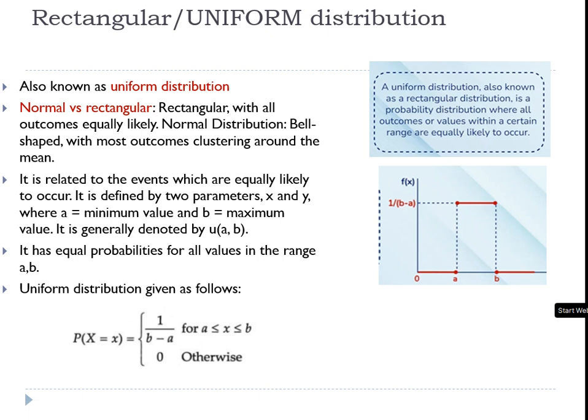It's also called a rectangular distribution, where all the outcomes or values within this range of a and b occur equally. And this is the probability density function, PDF, of the uniform distribution. We can say P of x is equal to 1 by b minus a for all the values of x ranging between a and b. Otherwise it is 0. It is 0 here, and here it is 1 by b minus a.